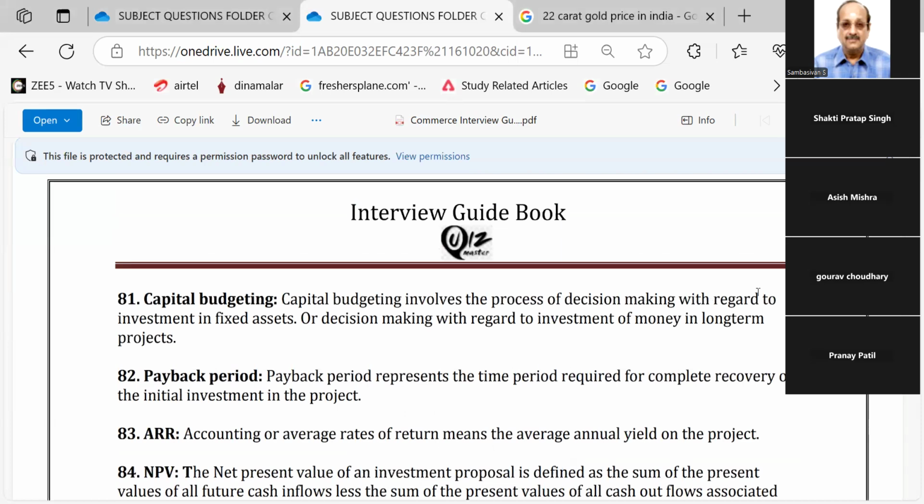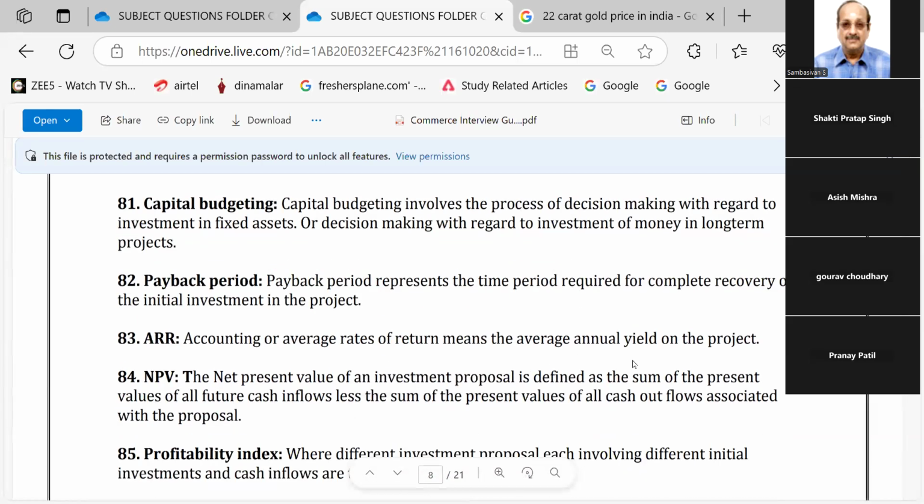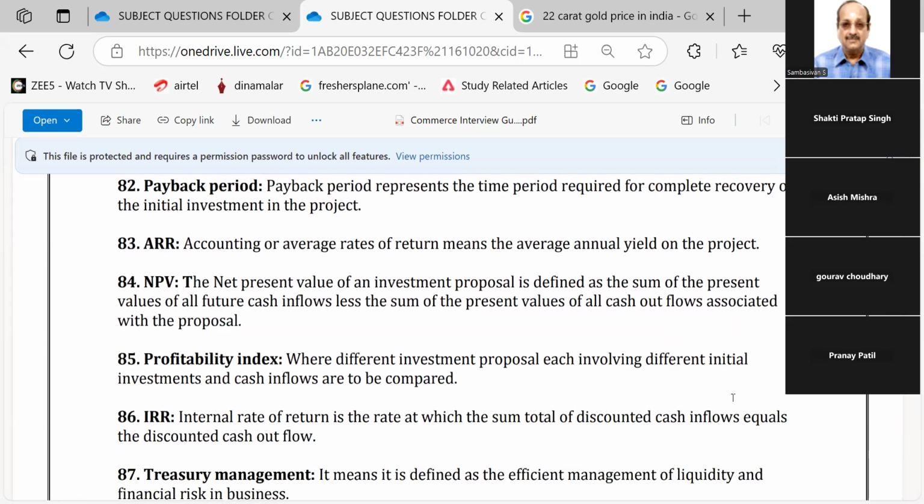Capital budgeting involves the process of decision making with regard to investment in fixed assets or decision making with regard to investment of money in long-term projects. Payback period represents the time period required for complete recovery of initial investment in the project. ARR, accounting or average rate of return, means the average annual yield on the project. NPV, the net present value of an investment proposal is defined as the sum of present values of all the future cash inflows less the sum of present values of all cash outflows associated with the proposal.